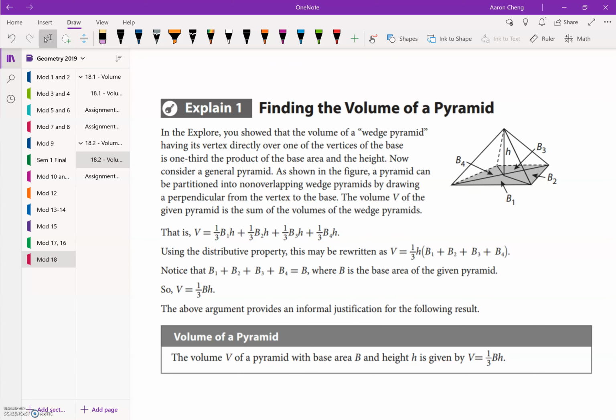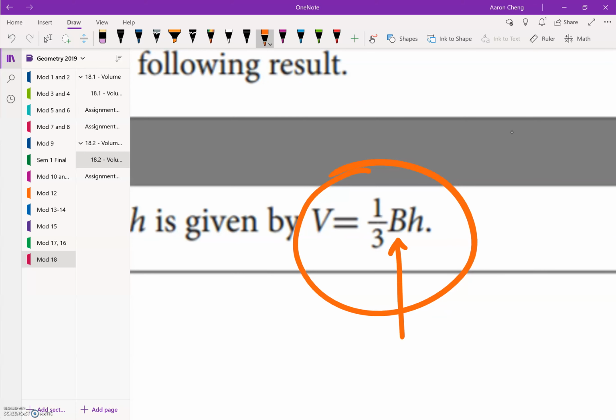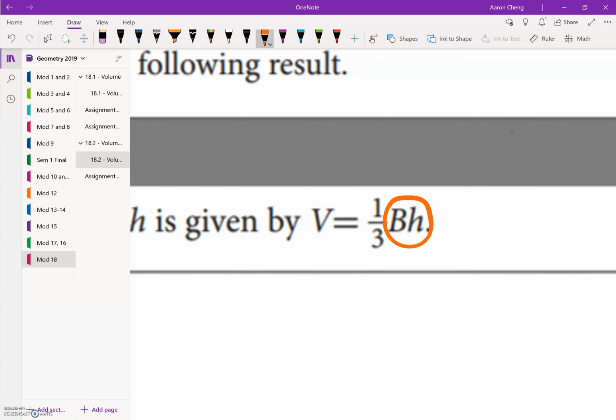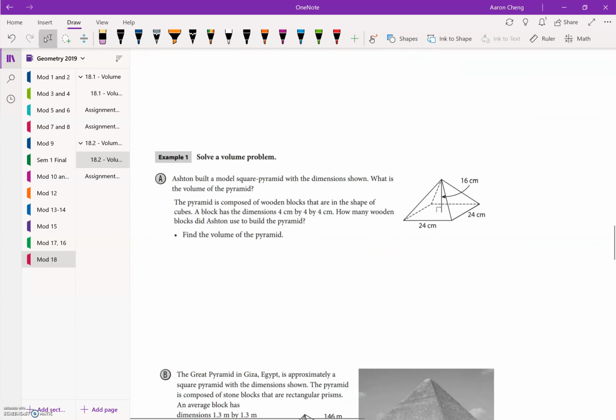And it turns out we could break it up any way, and we will always get the same formula. The formula being that the volume of any pyramid is the area of the base, that's what the giant B means, the area of the base, times the height. The volume of any prism is area of the base times the height, but in order to figure out a pyramid, we just multiply that by 1/3. So let's go ahead and apply that formula to some problems.